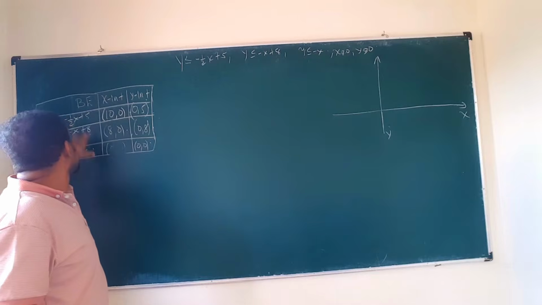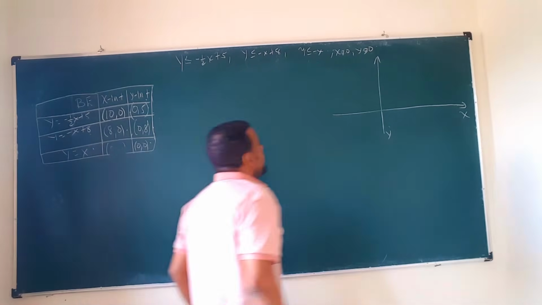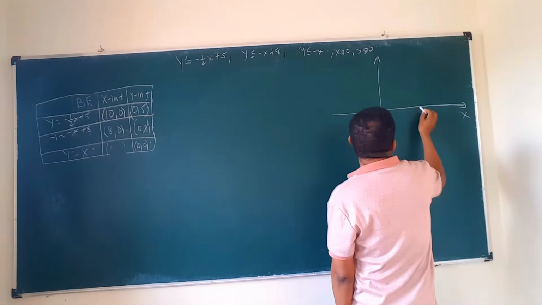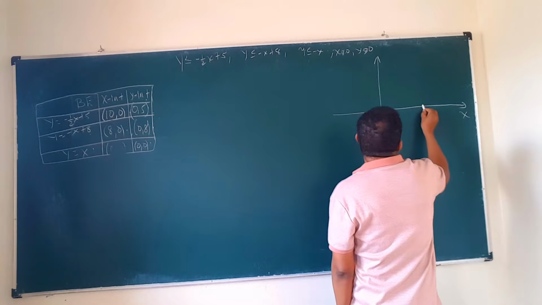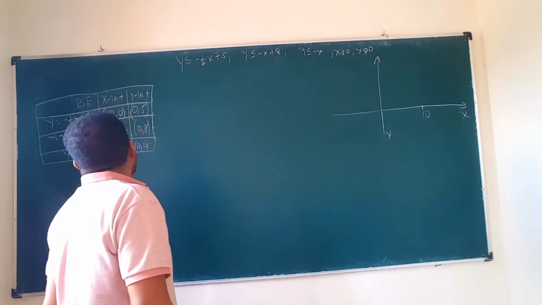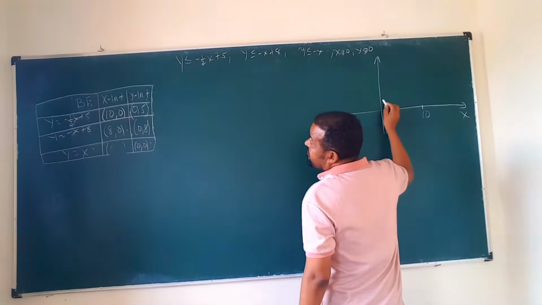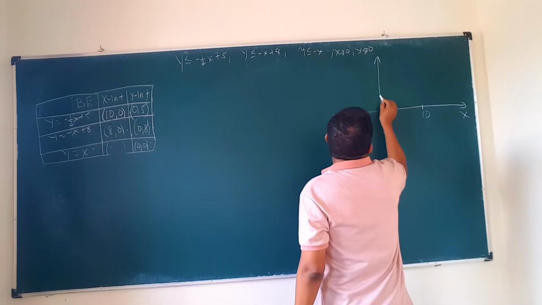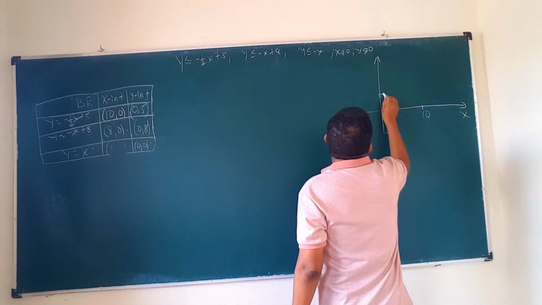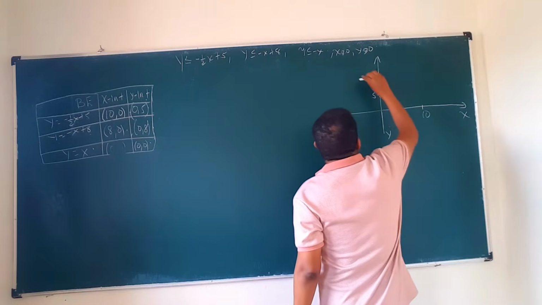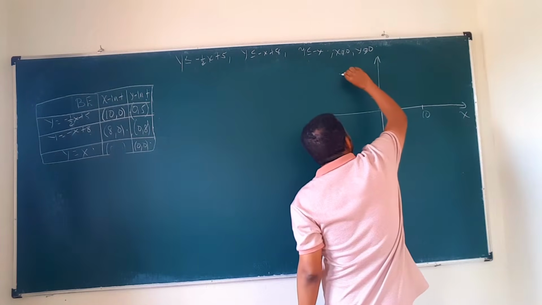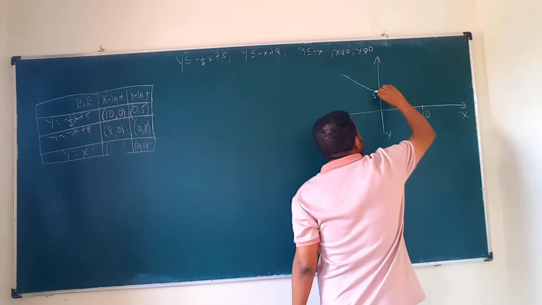Let's first graph this one, y is equal to negative 1 over 2x plus 5. What's the x intercept? 10. Suppose it is here, approximately 10, and the y intercept is 0.5, which is here, approximately. Okay, so our graph is this kind of graph.